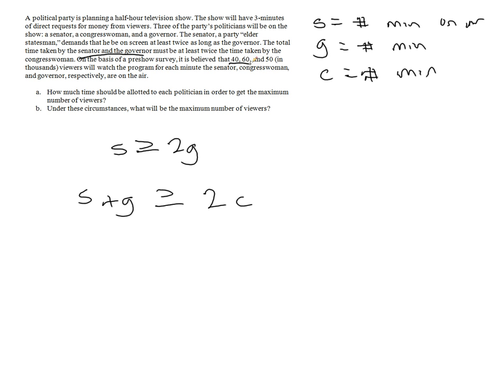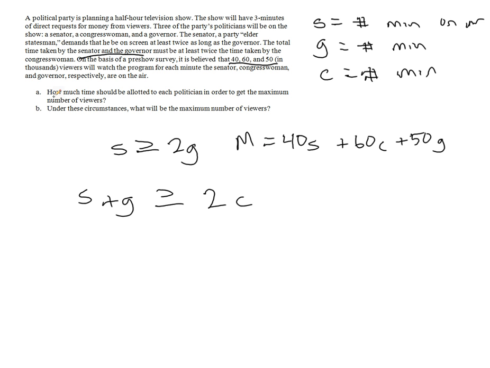Now for each minute, it really doesn't matter that it's over a 30-minute period, because each minute will be the same number of viewers depending on who's speaking. So 40,000 viewers for each minute the senator is on, 60,000 for each minute the congresswoman is on, plus 50,000 viewers for each minute the governor is on. Now that's going to give us the total number of viewers.